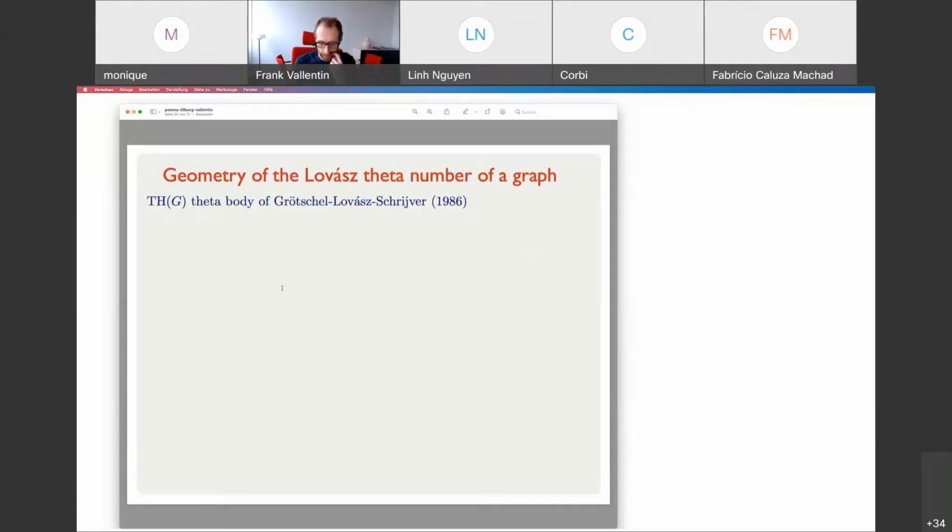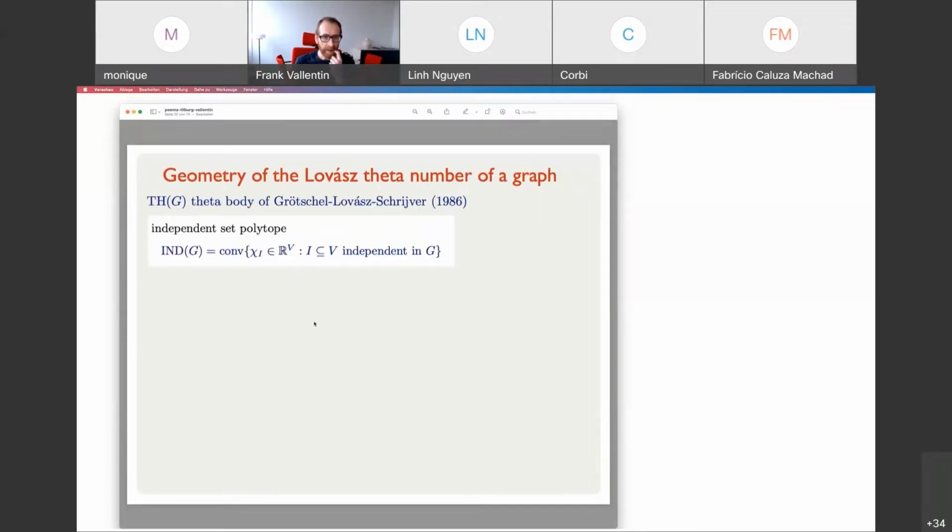Okay, so we want to find some lightweight Lovász theta number for hypergraphs. Before we do that, we look at the geometry of the Lovász theta number for graphs. And the geometry of the Lovász theta number for graphs is encoded in the theta body, found by Grötschel, Lovász and Schrijver.